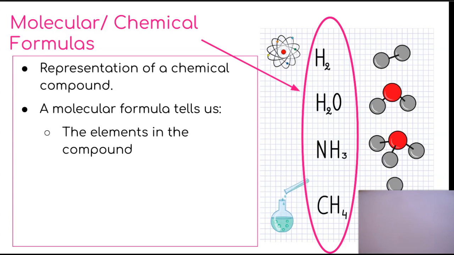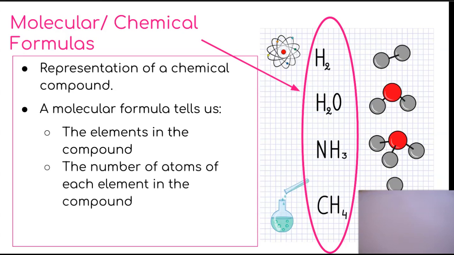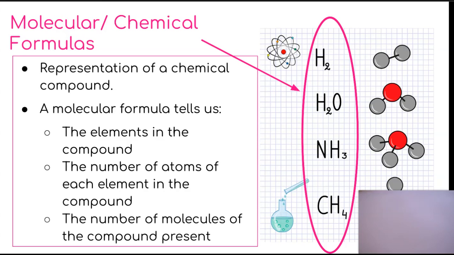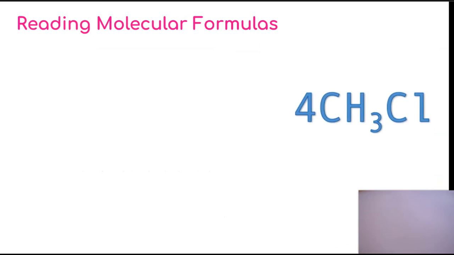First, it tells us the elements that are present. Then it tells us the number of atoms of each one of those elements that's present. And finally, it tells us the number of molecules of that compound that are present. Reading a molecular formula, as a review, involves knowing three different parts of the molecular formula.